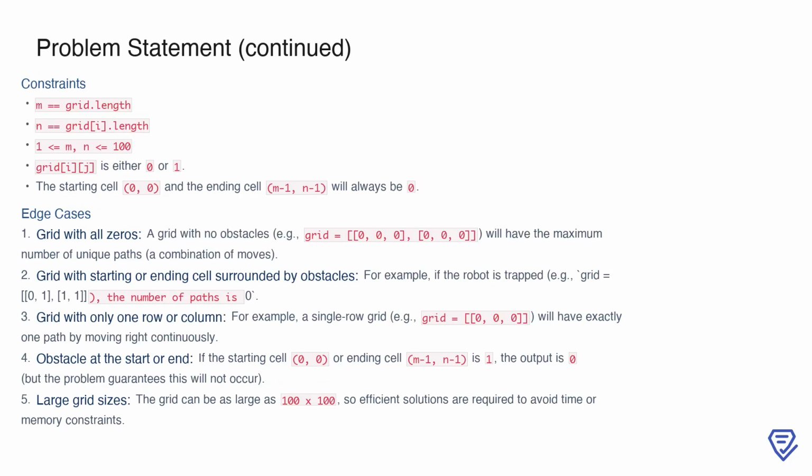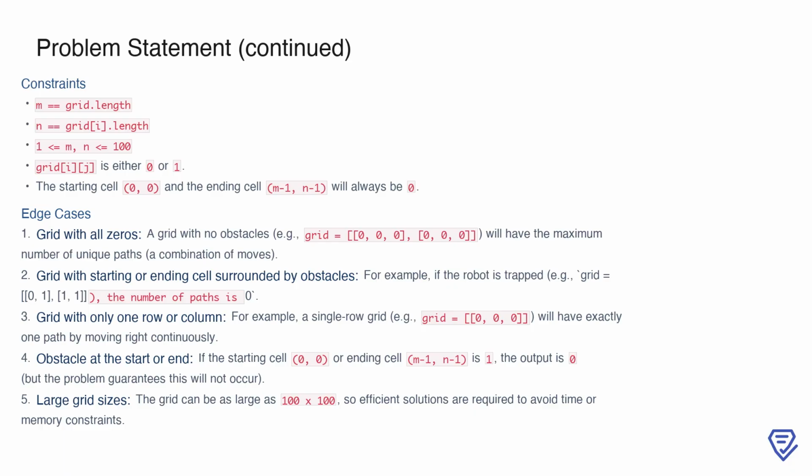Now let's consider the constraints and edge cases for this problem. The grid's dimensions are defined such that m is the number of rows and n is the number of columns, both ranging from 1 to 100. Each cell in the grid can only be 0 or 1. Importantly, the starting and ending cells are guaranteed to be 0, so the robot will always have a valid starting and ending point. Regarding edge cases, if the grid contains no obstacles, the number of paths will be the maximum possible for that grid size, as the robot can freely move down and right.